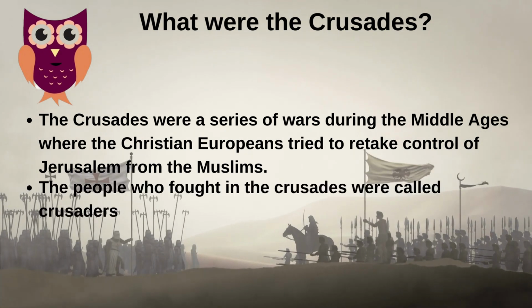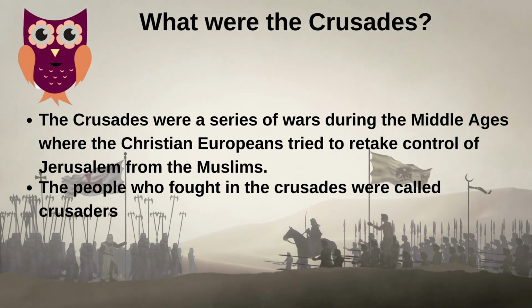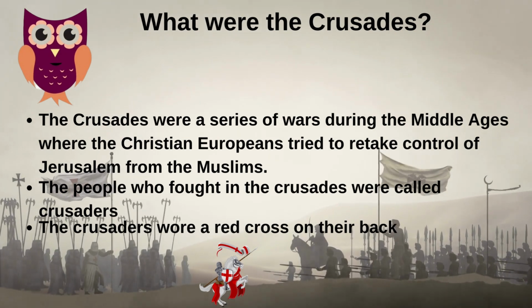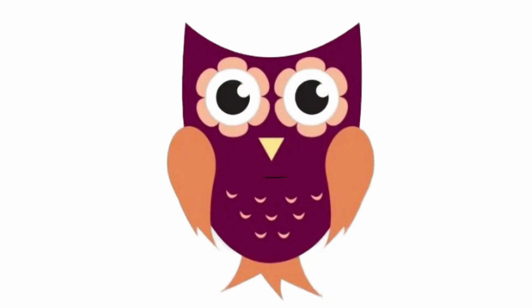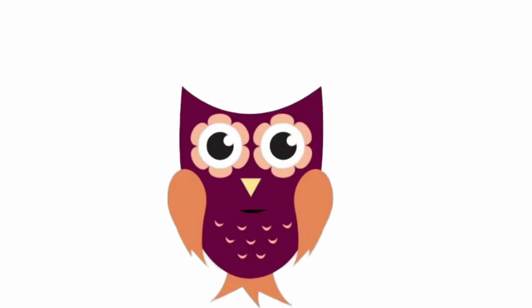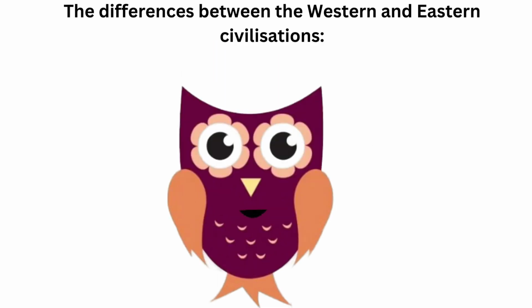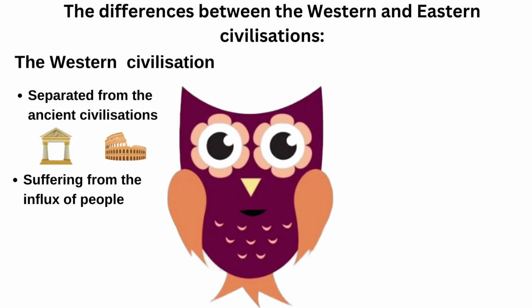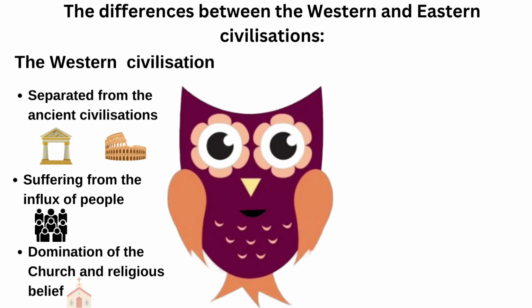The people who fought in them were called Crusaders, and they wore a red cross on their back as a sign of their religion. But why did the Crusades start? It was a period of great differences between the Western and Eastern civilizations. The Western civilization was separated from the ancient Greek and Roman civilizations and was suffering the consequences of the influx of people. The church was very powerful and religious belief ruled every aspect of life.